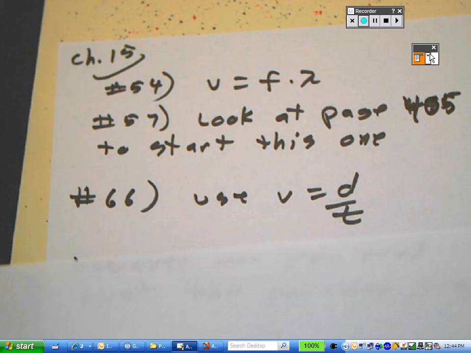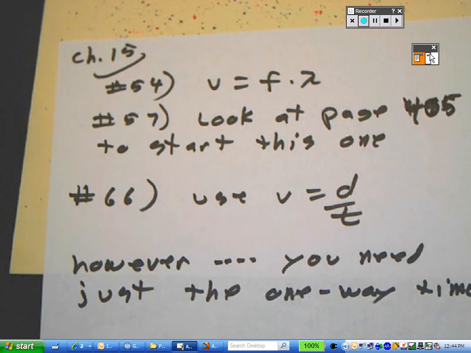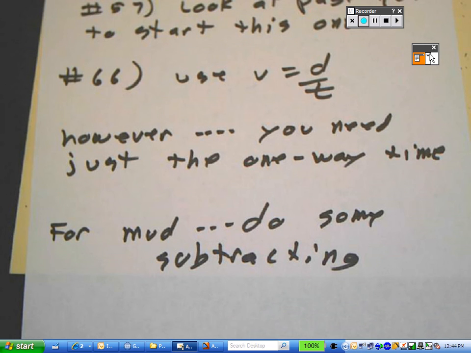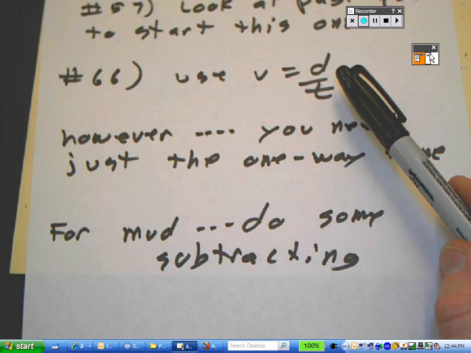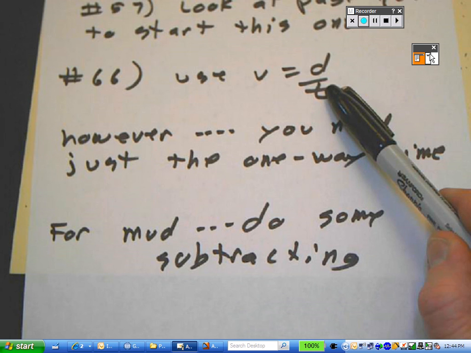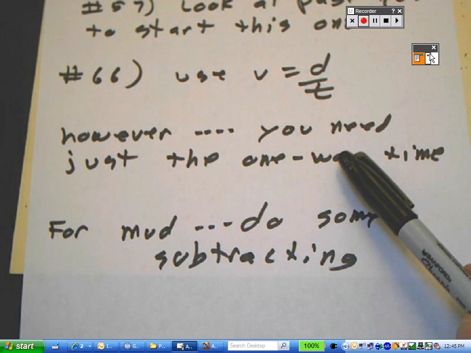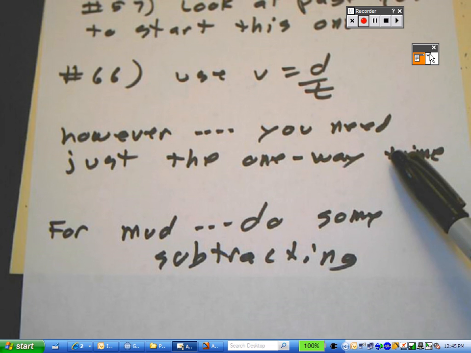Let's look at number 66. Number 66 is the last one I'd like to give you a hint about. First of all, on number 66, use velocity equals distance divided by time. It's like that other problem that we recently did. However, you only want the one-way time, not two-way like they give you.